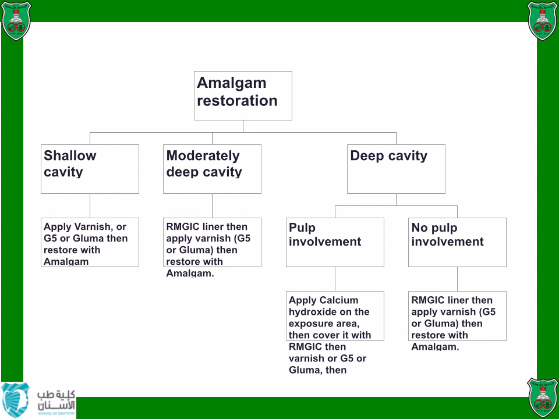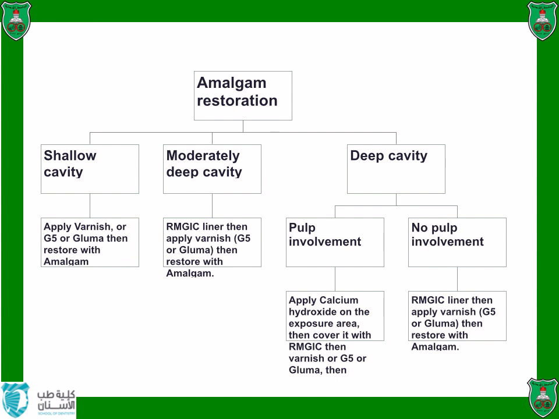we have two choices. Either the pulp is involved, and in this case we will do a direct pulp cap. We will use calcium hydroxide in the area of exposure. Other than calcium hydroxide, you can use MTA or Biodentine. Then you will cover the calcium hydroxide or any direct pulp capping material with resin modified glass ionomer, and then you will restore your cavity with varnish and Gluma and then amalgam.